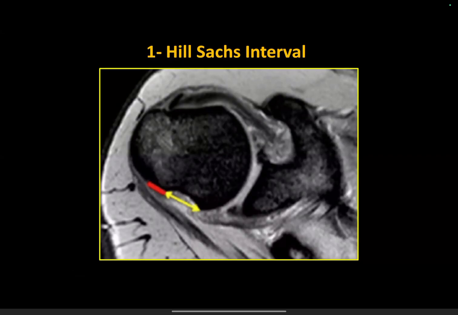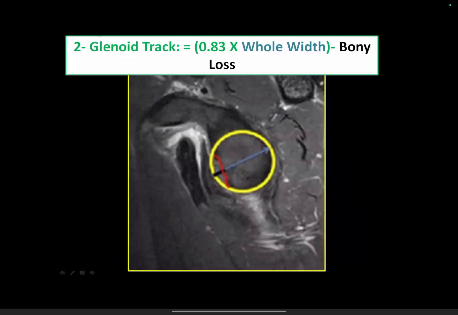Now, a rule of thumb, before we jump and say, oh, that's a Hill-Sachs lesion, remember to always do your measurement at the level of the coracoid. Because if we move a little bit more inferiorly, that will not be the Hill-Sachs lesion. That will be the physiological depression for the site of insertion of the infraspinatus. So remember, in order for us to call it a Hill-Sachs, it has to be at the level of the coracoid. So for the Hill-Sachs interval, we measure the width of the bony loss, as well as the distance from the bony loss to the site of insertion of the rotator cuff tendon.